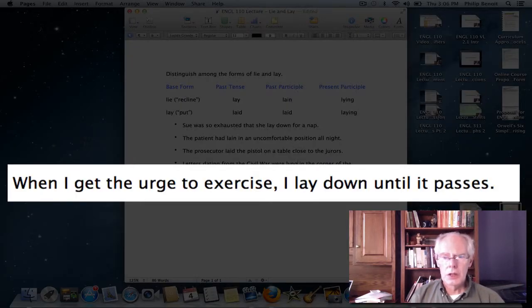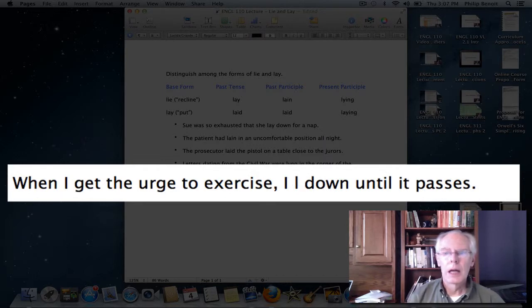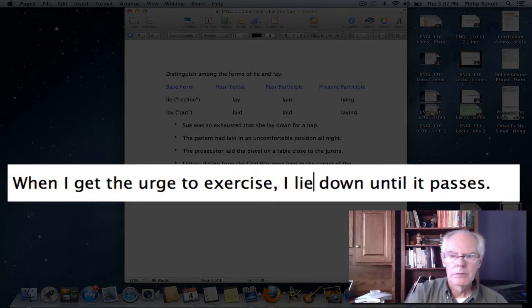When I get the urge to exercise, I lay down until it passes. Okay, that's past tense. That's really not what we're looking for here, but we're looking at the base form for put, and that's wrong. And we often say that in spoken English, but again, this is wrong. So what are we looking for here? I lie down until it passes.